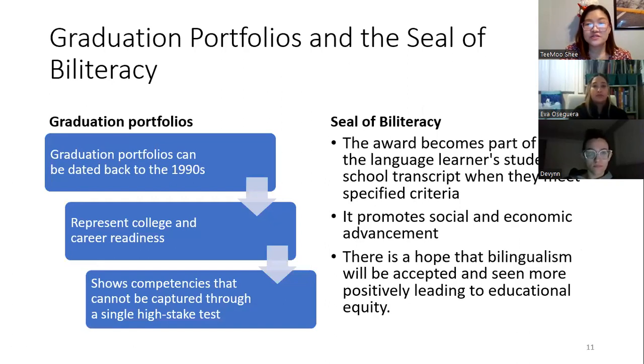Graduation portfolios and the seal of biliteracy. The graduation portfolio can be dated back to the 1990s, and it represents college and career readiness, and it shows competencies that cannot be captured through a single high-stakes test. And the seal of biliteracy is an award that becomes part of the language learner student's high school transcript when they meet specific criteria, and it promotes social and economic advancement. And there is a hope that bilingualism will be accepted and seen more positively, leading to educational equity.